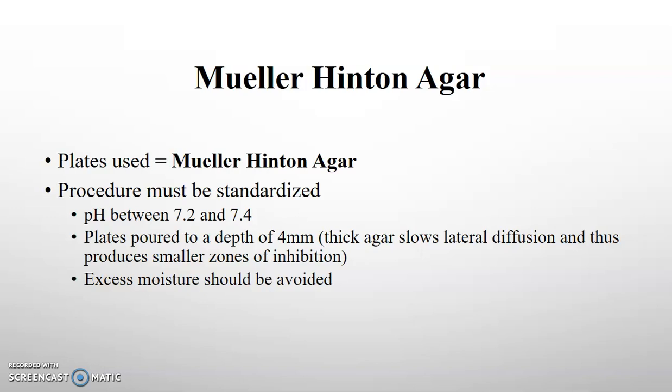It has to have a pH somewhere between 7.2 and 7.4, so generally you want this plate to have a neutral pH to be consistent with results. The plates have to be poured perfectly, so the actual kind of jello-like mix that's inside the plastic dish, you do want it to have a certain thickness. It needs to be 4 millimeters thick. If it's too thin or too thick, that does mess with the consistency of the results. So it's supposed to be 4 millimeters.